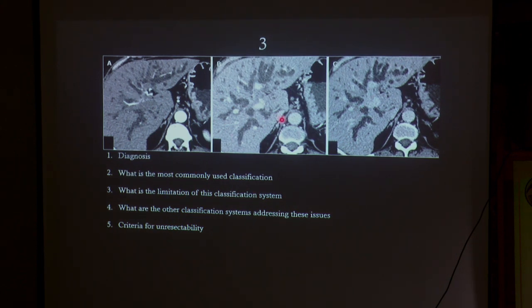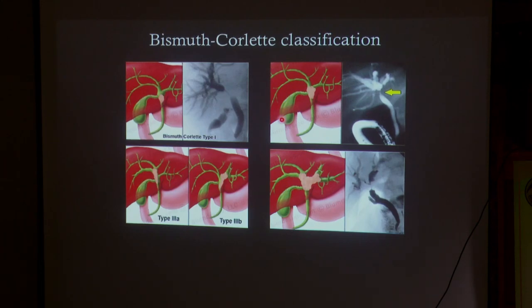So the diagnosis, as you already discussed, is Klatskin tumor or hilar cholangiocarcinoma. So how do you classify? What is the most common classification system used for this? Yes, the Bismuth-Corlette classification, good. According to this classification, in type 1 there is involvement of the common hepatic duct without extension into the confluence. In type 2, there is involvement of the confluence as well.